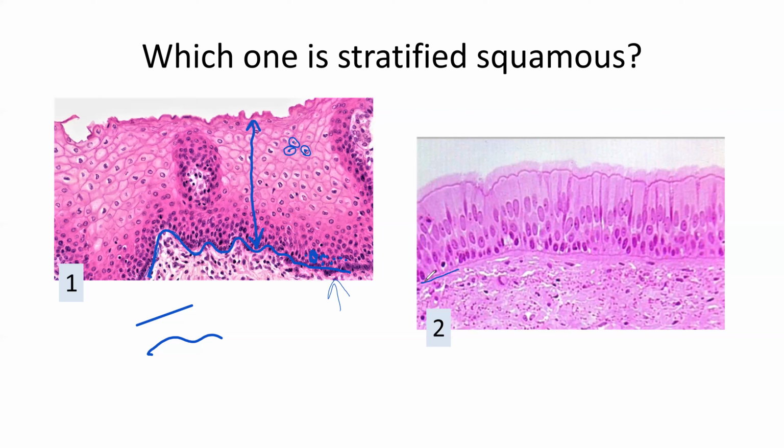Now, which one is this one? Here's my basement membrane. And cells do look tall, right? They look like columnar cells, and they have cilia. And it seems like we have many layers, but remember, when it looks like many layers and cells are columnar, those are going to be pseudostratified columnar. So this one is pseudostratified columnar ciliated.